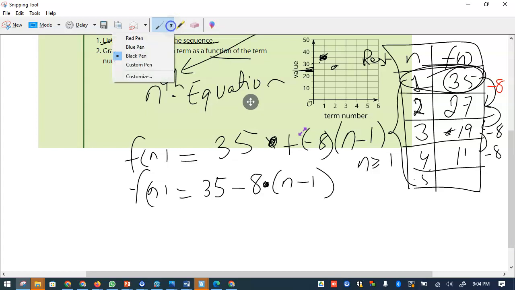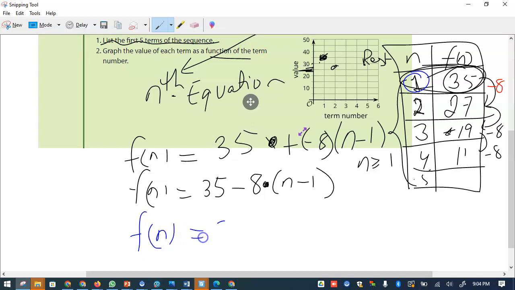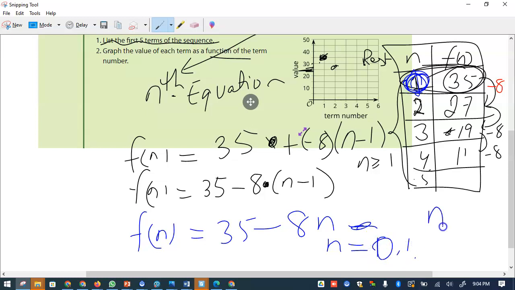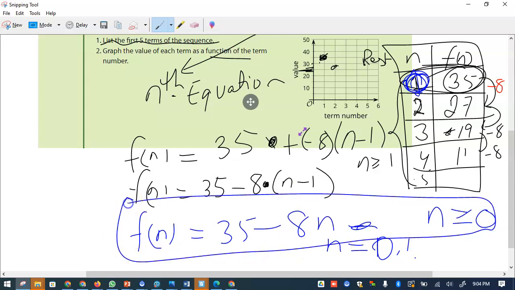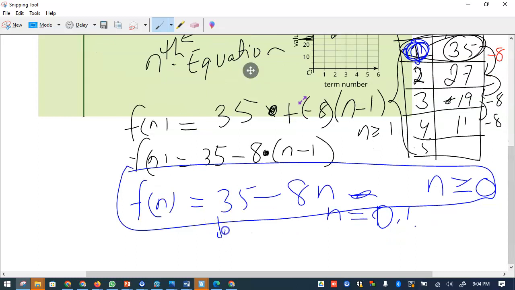But if this started with a 0, how would this change? You write f of n equals 35, that's where it starts, and you just write minus 8n, and that's the easiest way to do it. This time it started with 1, so there is a 1 here. Now, because I said it is 0, you'll have to say, okay, start with 0, 1, 2, and so on. So n greater than or equal to 0, and that's the beautiful nth term, nth equation. How many times did I not say this? So I hope for the test you'll do well.